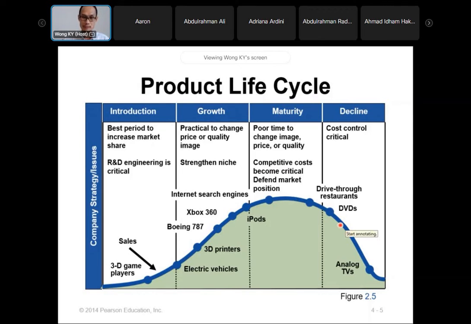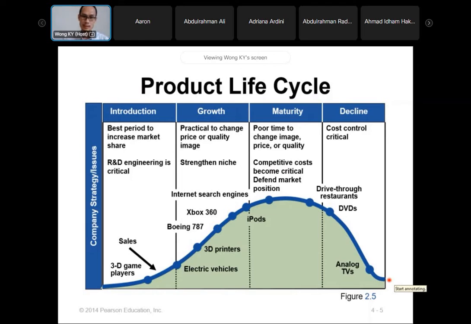In the decline phase, the demand for the product will go down. Slowly the product will become obsolete, and later it will die down. Once it dies down, the product will virtually disappear from the market. So at that time, it means that you can only find the product in the museum.